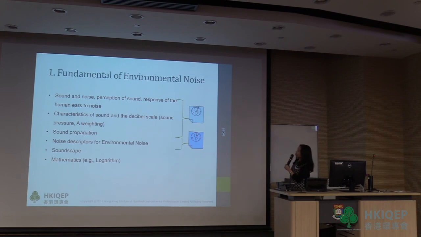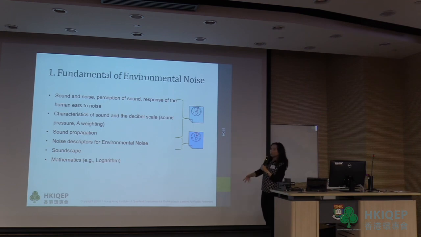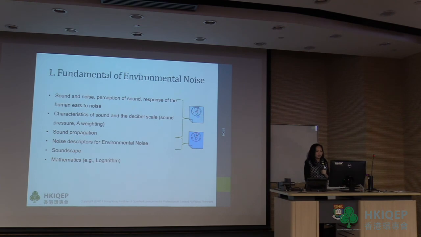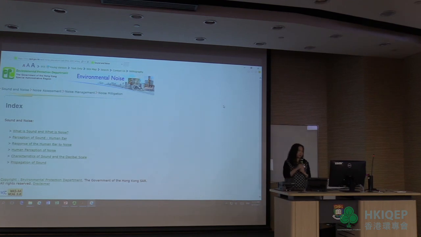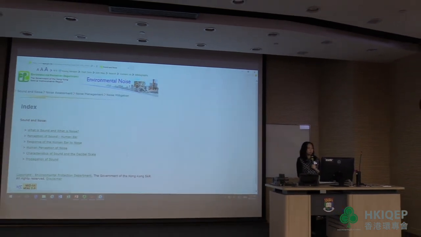We cover the sound and noise, perception of sound, and response of the human ears to noise. When we were compiling this, we found that, in fact, most of this information is included in EPD's website, in the application package. Okay, so I'm going to show you. If you want to study before you have the study guide, you can in fact go to this website. They have a detailed account about sound and noise, and the propagation of sound and the characteristics of sound at the decibel scale.